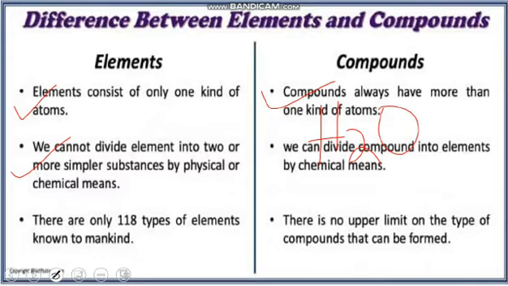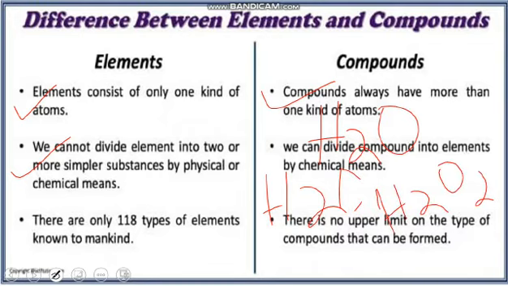Similarly, the elements cannot be separated. There are only 118 types of elements known to mankind. If you have ever seen a periodic table, there are 118 types of elements known to mankind. They are fixed and they are discovered. We keep on discovering them and adding them to the periodic table, but they are fixed. Whereas if we combine hydrogen and oxygen in different proportions, we can find a lot of compounds. So there is no upper limit on the types of compounds that can be formed. For example, we can find H2O, water, and H2O2, hydrogen peroxide. We can go on and on further.